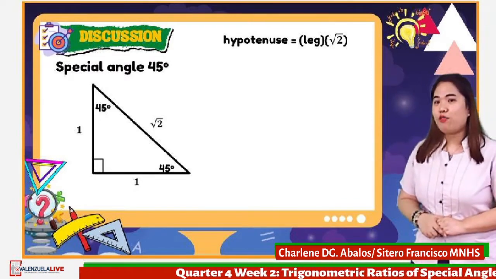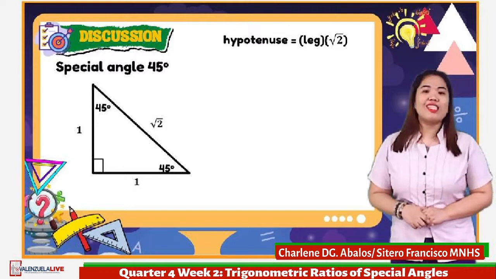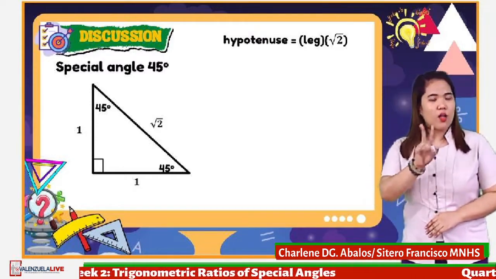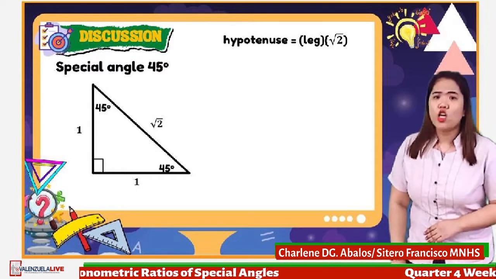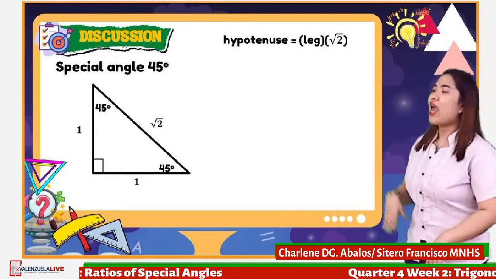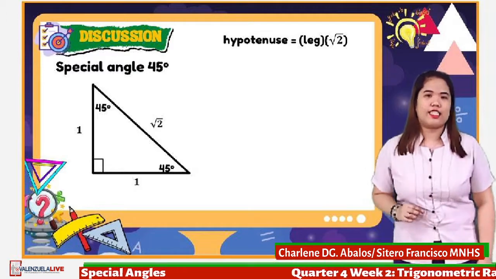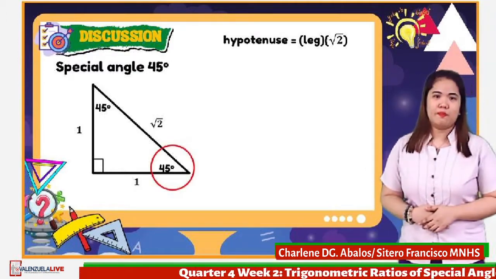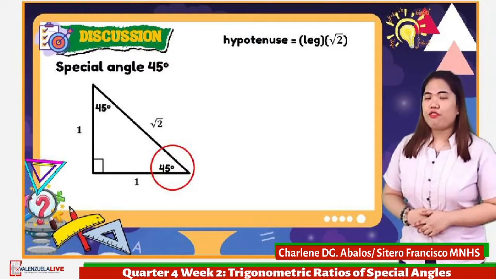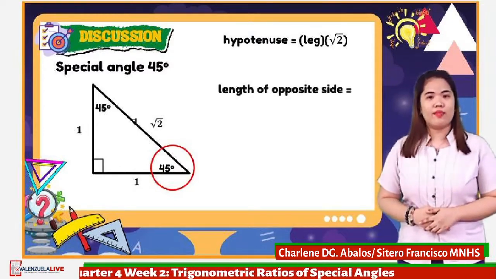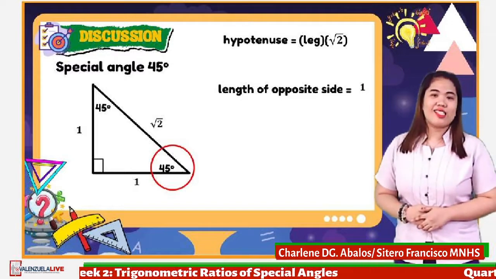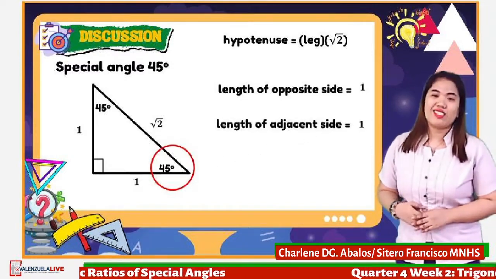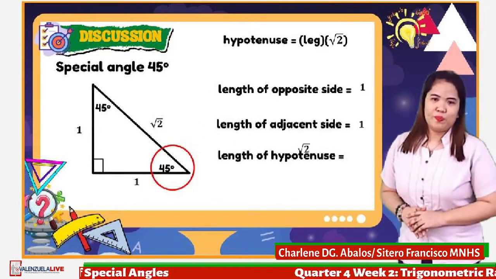Identify the length of opposite side, adjacent side, and hypotenuse. Since two acute angles measure 45 degrees, you can use any of the two for your basis. Let's use this as our basis. The length of the opposite side is 1. The length of the adjacent side is 1. And the length of the hypotenuse is square root of 2.